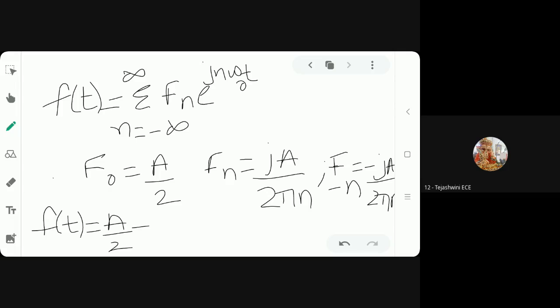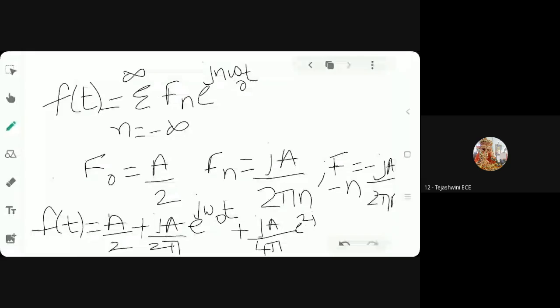f1? f1 means we have to put 1 in place of n. f1 is equal to Ja by 2 pi into e power j omega naught t plus f2, meaning put 2 in place of n, Ja by 4 pi e power 2j omega naught t plus so on up to infinity. Understood?